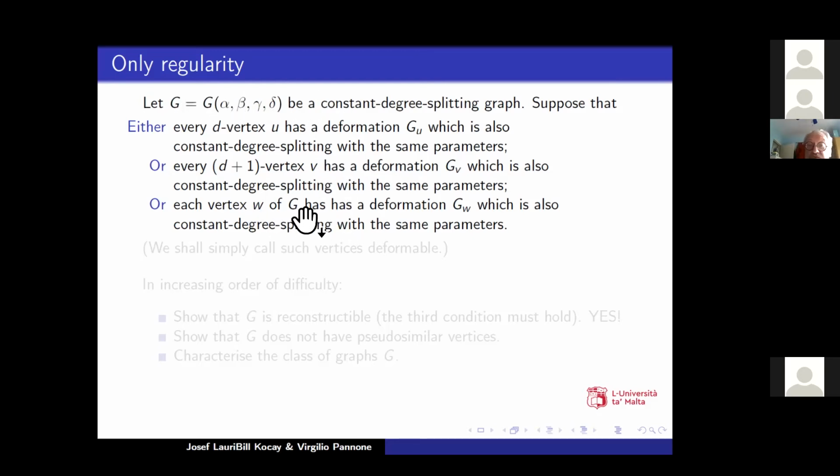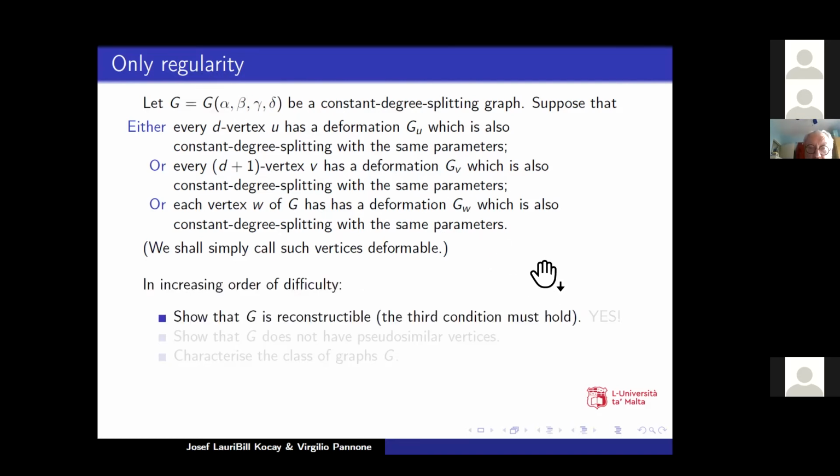Or possibly we have the third condition where both D and D+1 vertices are deformable. Okay, we just call them deformable instead of saying deformable to give a graph with the same parameters, etc. In increasing order of difficulty, the problems will be this. Show that G is reconstructible.